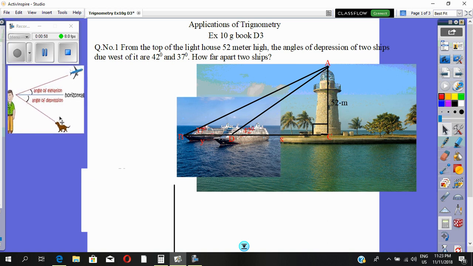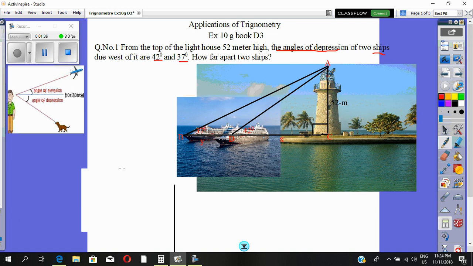Okay, now we're supposed to start our exercise 10G, book D3. Question number 1 is here. From the top of the lighthouse, 52 meters high, the angles of depression of the two ships due west of it are 42 degrees and 37 degrees. How far apart are the two ships?